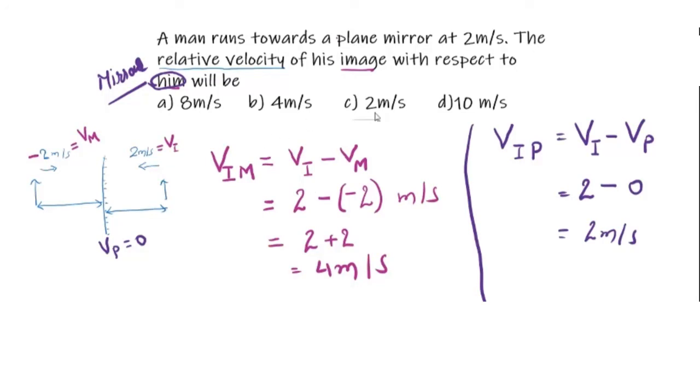So that means if we write the answer as 2 meters per second, we will be writing the answer for relative velocity of image with respect to mirror. But the question asked the relative velocity of image with respect to the man. That's why the answer was 4 meters per second.